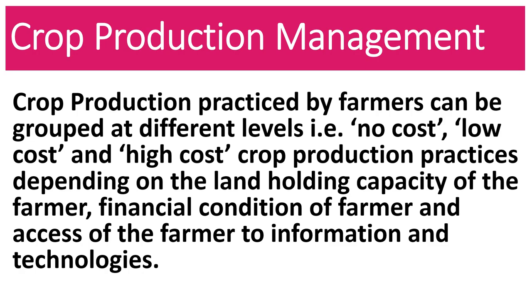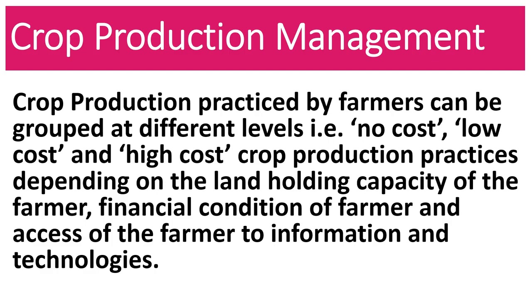That is the second activity. The first activity was crop variety improvement, which I discussed in lecture number 1. So let's start with crop production management. You know that different farmers have more or less land, money, and access to information and technologies. Okay, it varies from farmer to farmer.